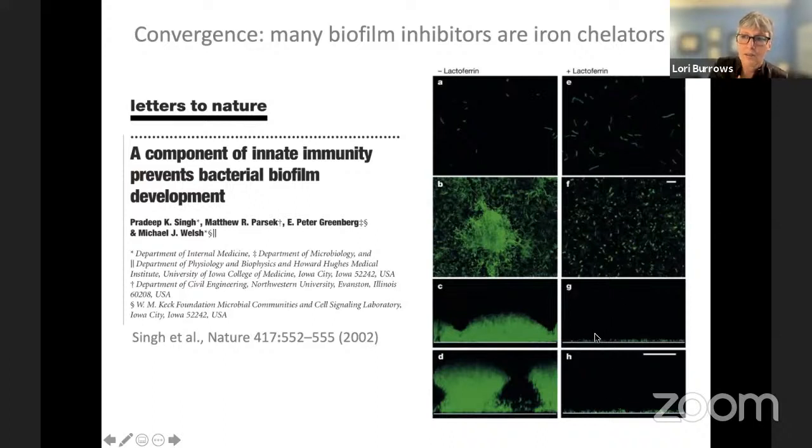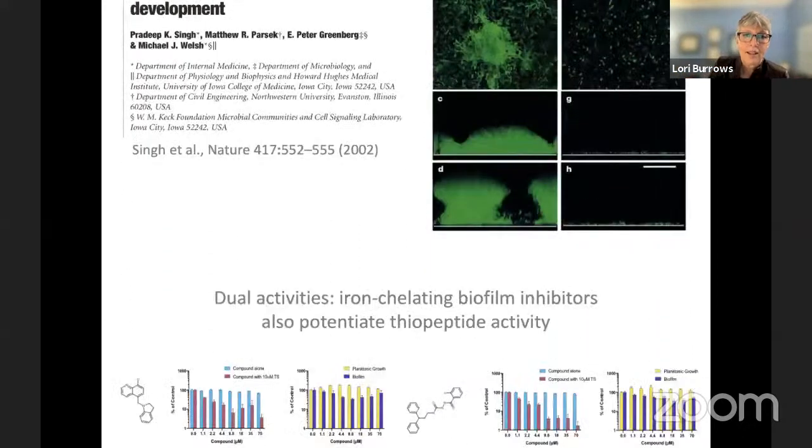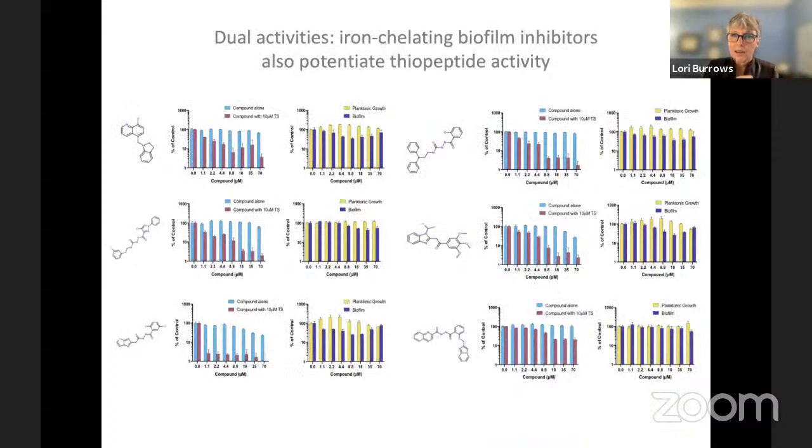And they tied this to the fact that the bacteria increase their motility in the absence of iron because they don't like to stay in an environment where there isn't very much iron. So they try to increase their motility and leave. So we went back and looked at, hey, if we have a biofilm inhibitor that looks like it chelates iron, maybe it will do a dual purpose, right? It will reduce biofilm by chelating iron, and it will increase susceptibility to thiopeptides. So we could have both of the things that we want at the same time.